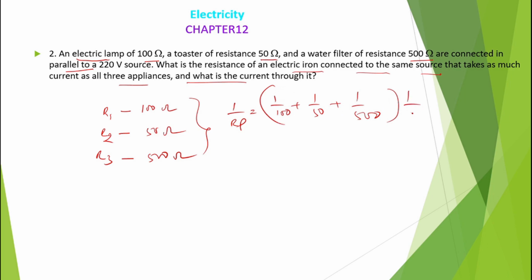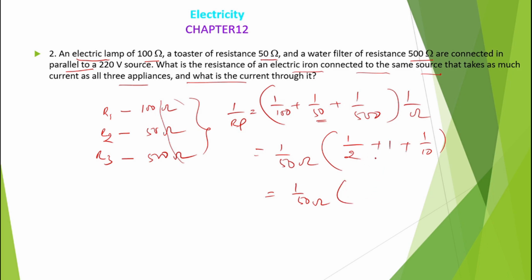So 1 divided by ohm. I have taken a common factor from these. So here what I will do, this 1 by 50 I will take out as a common factor, and along with this I will write ohm. So that means here 1 divided by 50 ohm into 2 plus 1 plus 1 divided by 10.